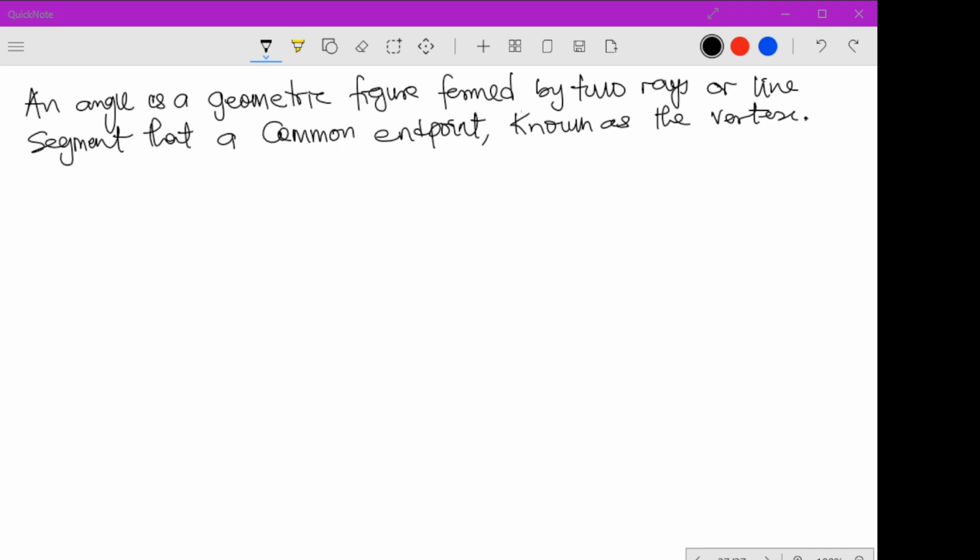We are now talking about angle. What did you understand by angle?